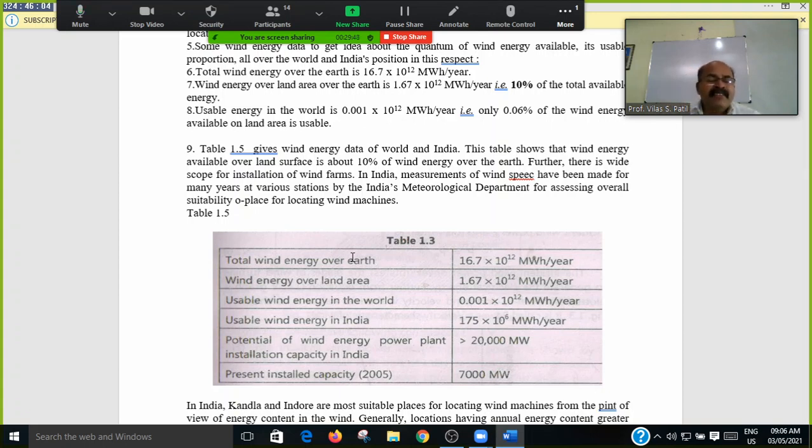That is, the total wind energy over the earth है 16.7 into 10 raised to 12 megawatt hour per year. Wind energy in land area है 1.67 into 10 raised to 12. Usable wind energy सध्या है 0.01 into 10 raised to 12. Usable wind energy in India, that is 175 into 10 raised to 6 megawatt hour per year. It is very low.